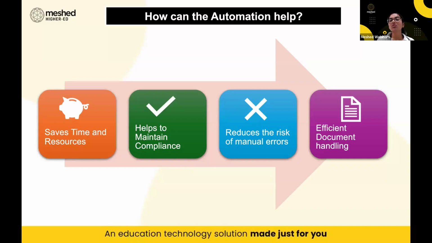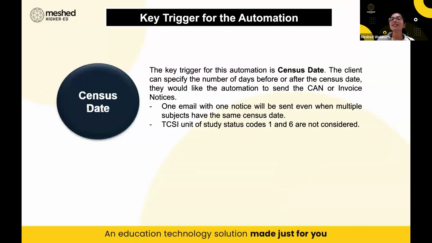The user no longer has to store the documents properly for each student because the automation can do it itself. Now let's try and understand what the key trigger for this automation is, which I did mention in the very first slide when we were talking about the agenda. As we have seen, all the documents have a timeline based on when they should be issued. The key figure in those timelines is the census date. Similarly, for this automation, the key trigger is the census date.